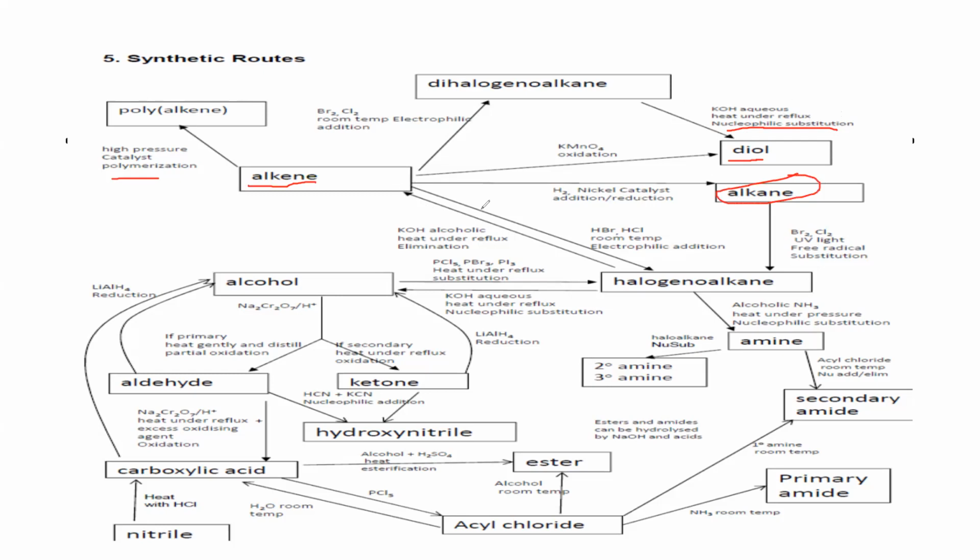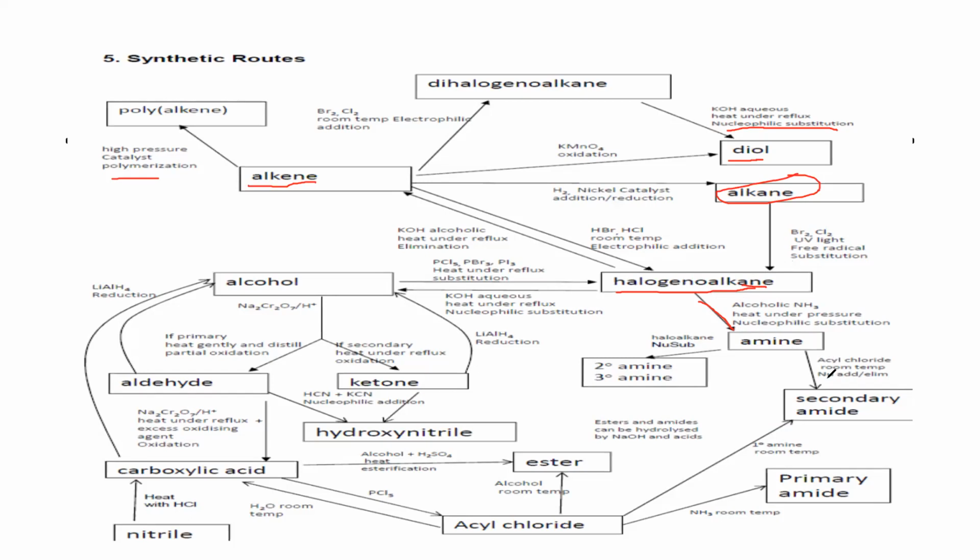If you use hydrogen bromide or hydrogen chloride at room temperature, by electrophilic addition, this results in the formation of halogenoalkane. Or alkane reacting with bromine or chlorine will also result in halogenoalkane. Halogenoalkane, how can you convert into amine? You react with ammonia, it will convert into amine. Then with amine, if multiple substitution occurs, it will be secondary amine or tertiary amine.